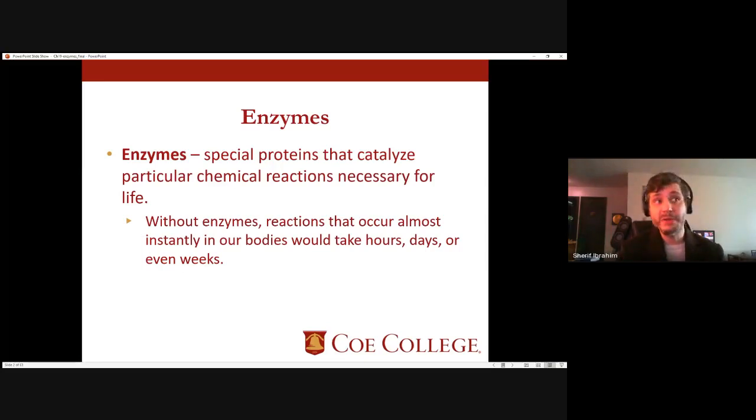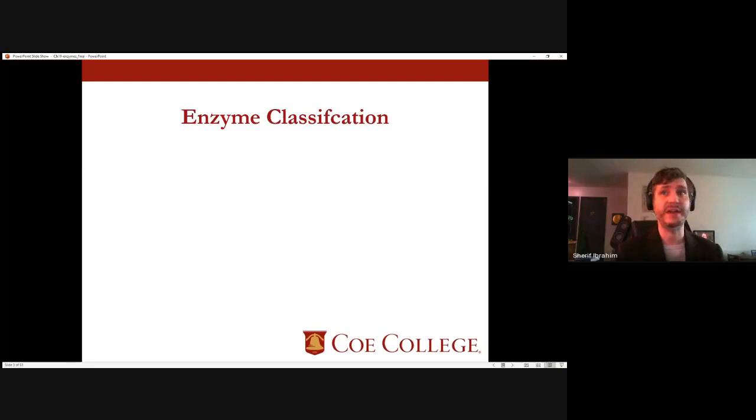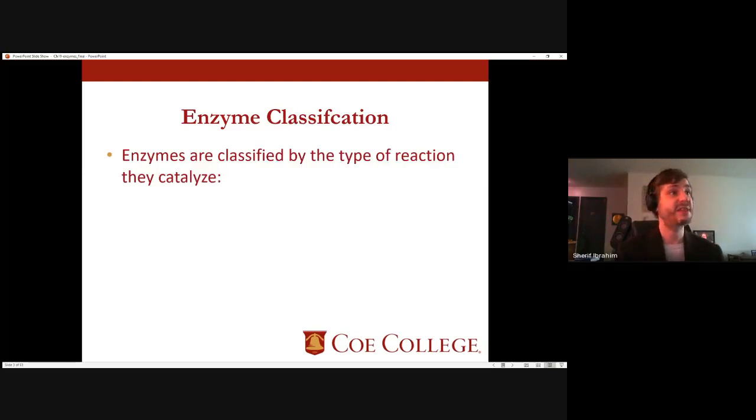These reactions might happen normally without enzymes, but they happen very, very slowly. They might take hours, days, or weeks for a particular reaction to take place without the aid of enzymes. With enzymes, they happen within seconds, almost instantaneously. So how do you classify an enzyme? Well, they're basically classified by what type of reactions they actually catalyze.